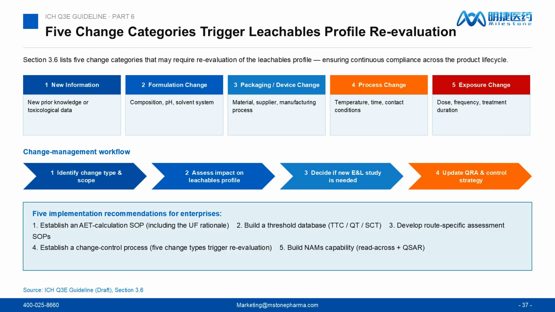Notice what's absent from the trigger list: your anxiety. You don't reevaluate because you're worried. You reevaluate when one of 5 defined events occurs. That clarity is a gift. It makes E&L a manageable, auditable process instead of an open-ended obligation. Build these 5 triggers into your change control system, verbatim, and every change review will automatically ask the right question.